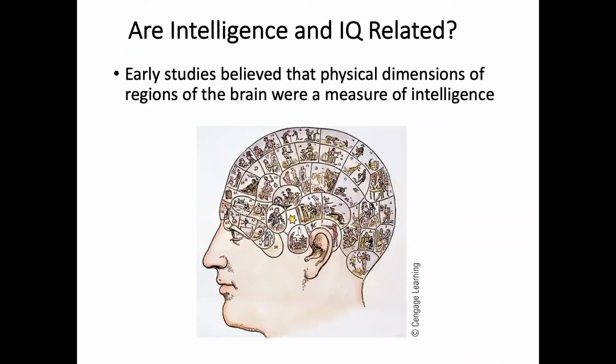Then how about intelligence? Is intelligence an inheritable trait? Historically, it was believed that physical dimensions of regions of the brain were a measure of intelligence. This was a model showing areas of the head overlaying brain regions that control different traits. Intelligence was estimated by measuring the area of the skull overlaying the region of the brain that controls this trait. So the bigger your head is, the smarter you are. However, now we know this is not the case.